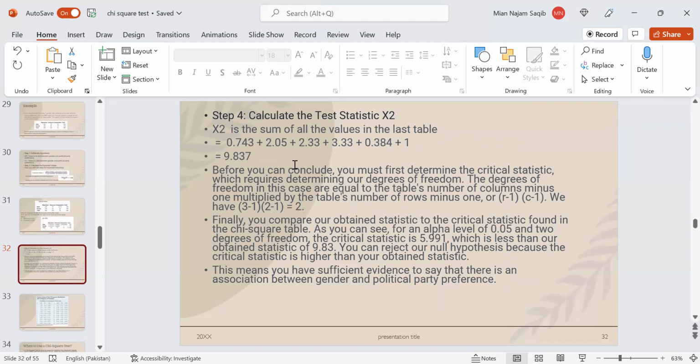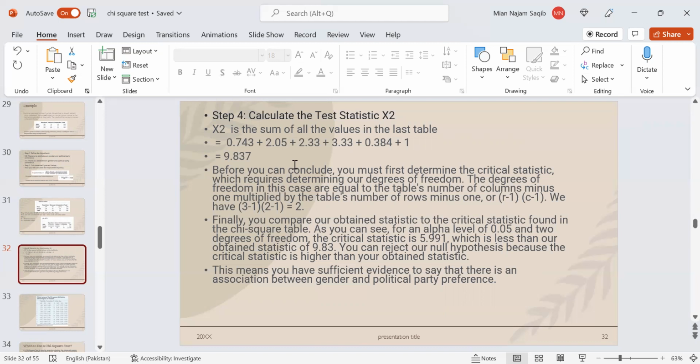Before you can conclude, you must first determine the critical statistic, which requires determining our degrees of freedom. The degrees of freedom in this case are equal to the table's number of columns minus 1 multiplied by the table's number of rows minus 1, which is (R minus 1) times (C minus 1). Therefore, we get the value 2.